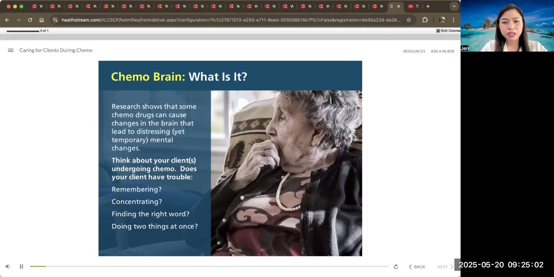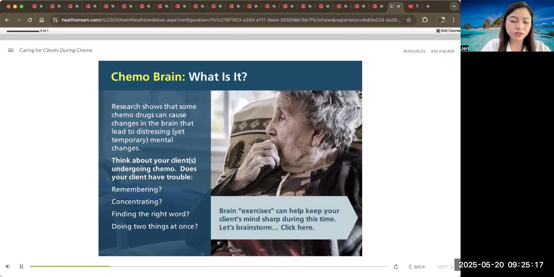Chemo brain, what is it? Research shows that some chemo drugs can cause changes in the brain that lead to distressing yet temporary mental changes. Think about your clients undergoing chemo. Does your client have trouble remembering, concentrating, finding the right word, doing two things at once? Brain exercises can help keep your client's mind sharp during this time.